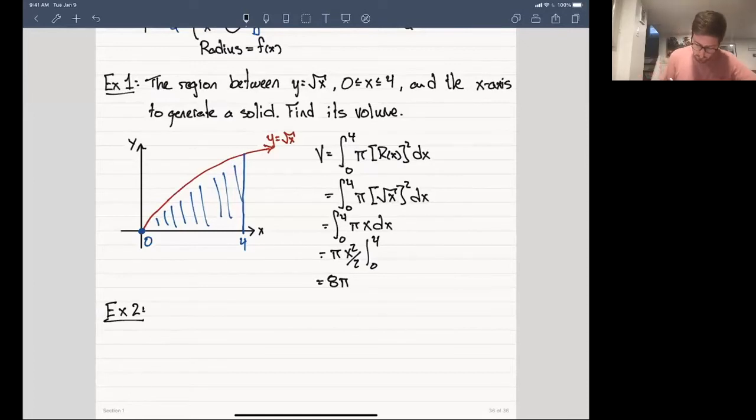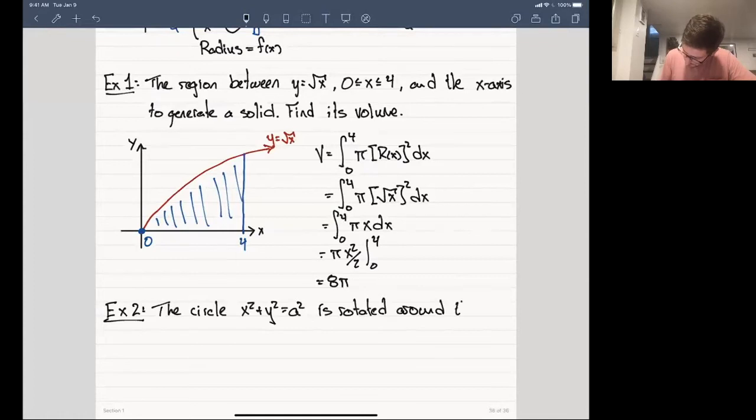So for example, let's consider the circle given by x squared plus y squared is equal to a squared. And we're going to imagine that it's rotated around the x-axis to generate a sphere. Find its volume.